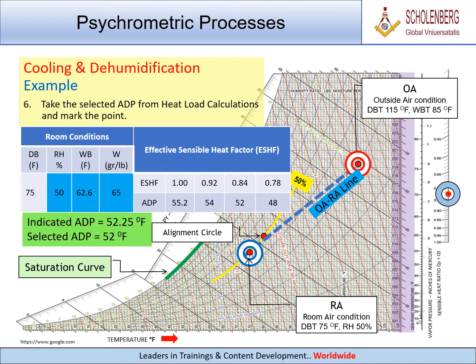6. Take the selected ADP from heat load calculations and mark the point.